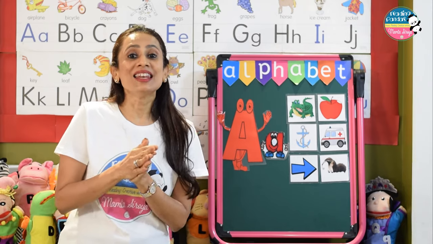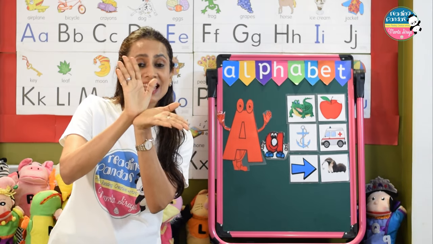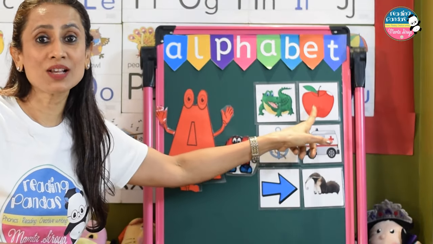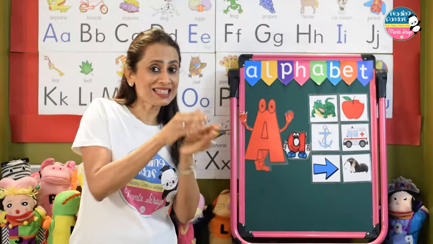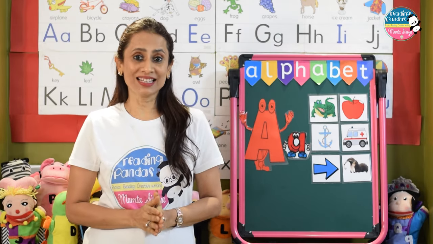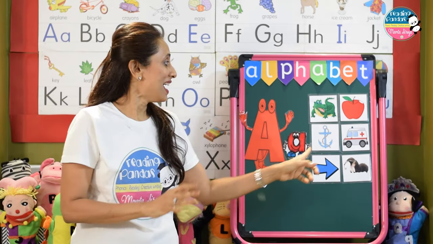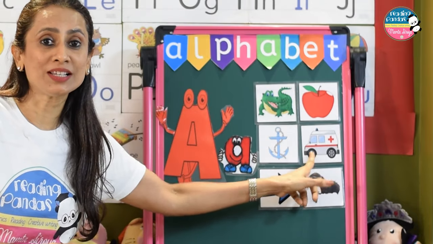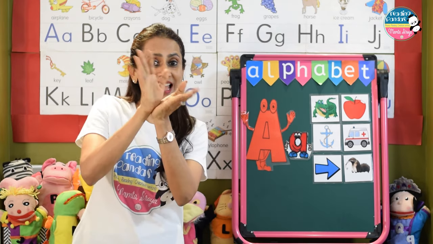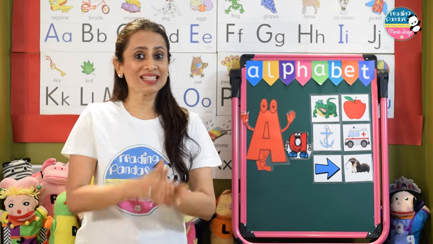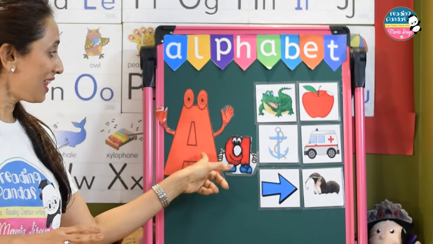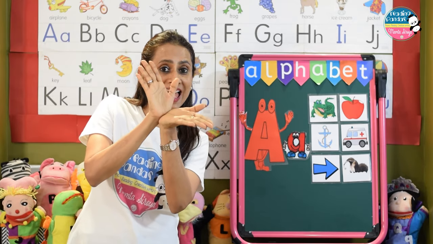Great. Letter A says ah, ah, ah. Alligator wants an apple. Letter A says ah, ah, ah. Anchor and an ambulance. Letter A says ah, ah, ah. Arrow and an anteater. Letter A says ah, ah, ah.